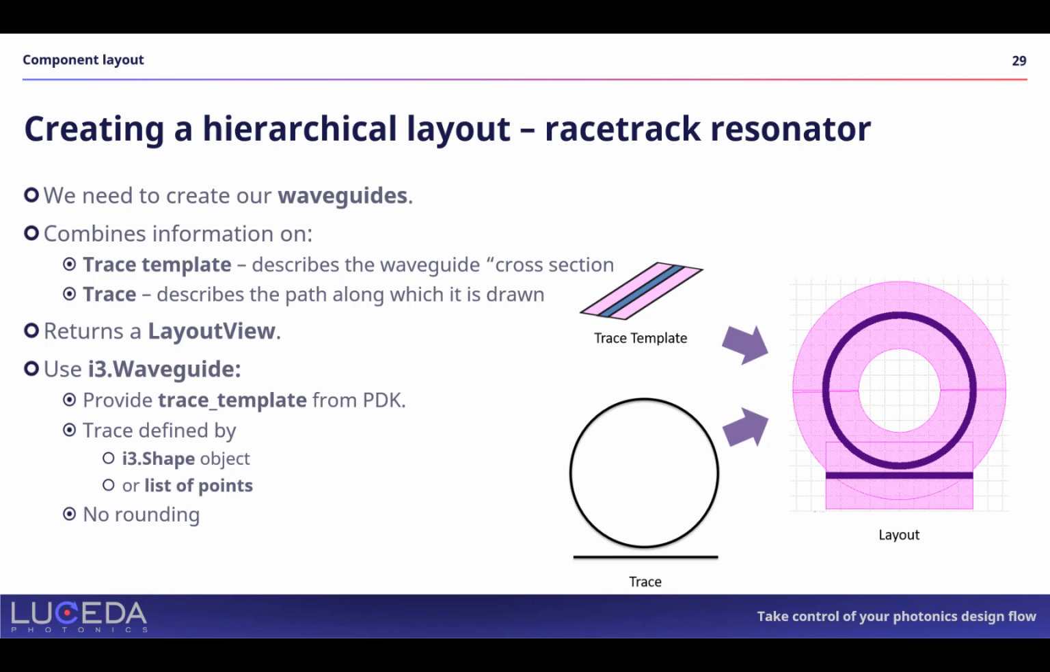Let's start by creating waveguides for the bus and coupling sections in the racetrack. To do this, we will use i3.waveguide. This is a P cell for a waveguide included in IPKISS that takes as input the trace template for defining a cross-section and a shape for defining the trace along which it will be drawn.